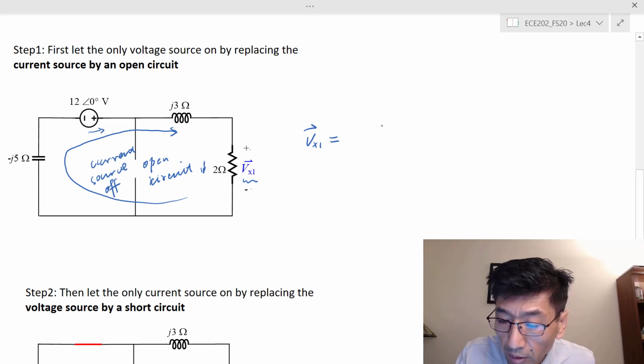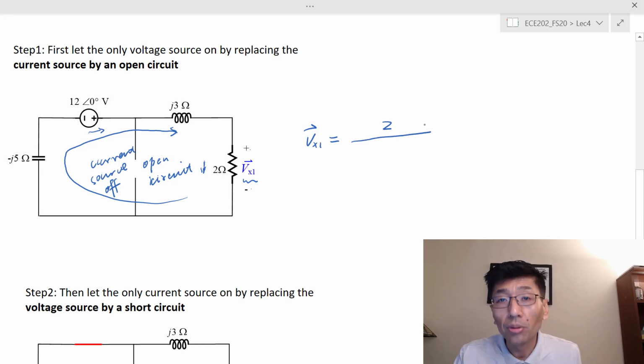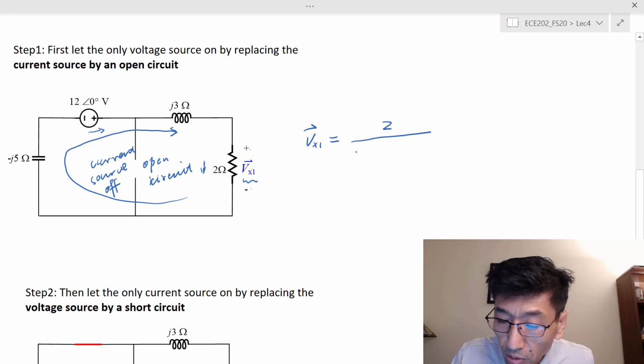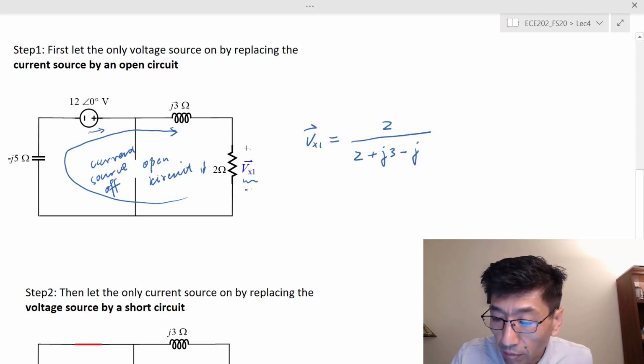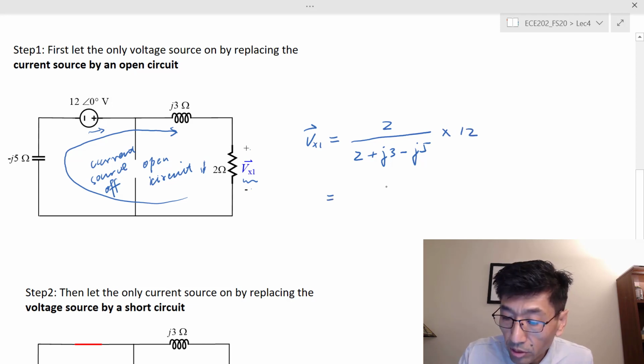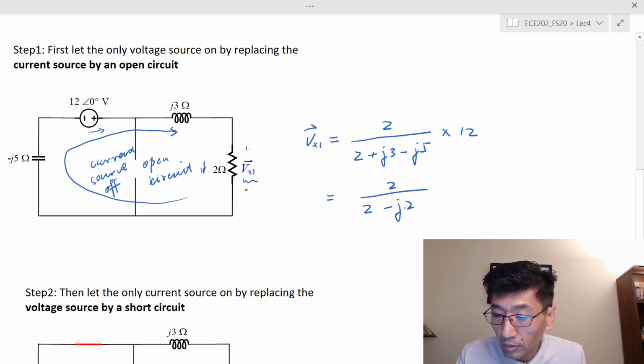So I would have the 2 ohm resistor divided by the total impedance, which is 2 plus j3 minus j5, right? So in this case, I would have times the total voltage, which is 12. So I have 2 over 2 minus j2, right? And times 12.